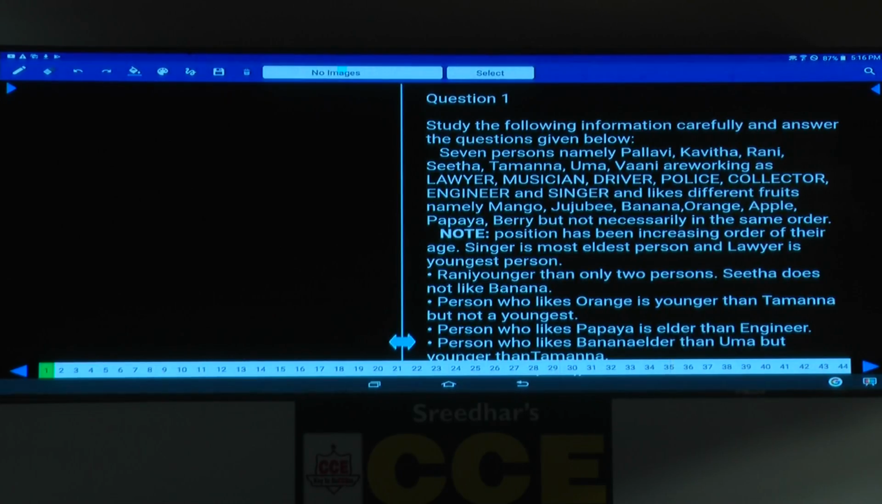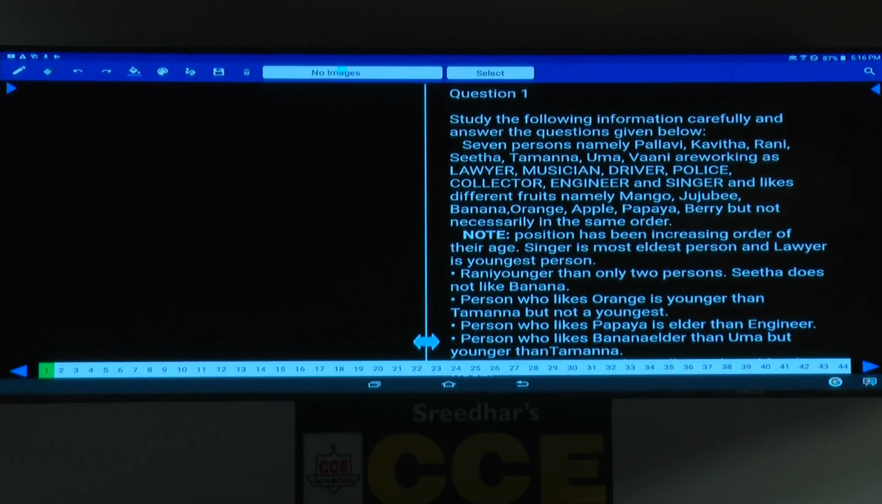And at the same time, the positions are in the increasing order of their age. Singer is the eldest person, and the liar is the youngest person, isn't it? Hence, singer is the eldest person. Now let us fix the singer at this place. From the singer onwards, let us write down the remaining in descending order.